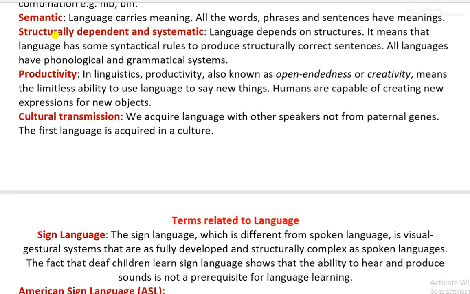Here we can notice that no language is out of structure. Every language must follow a system, a structure, without which language is meaningless. The words, the sentences or phrases will be meaningless.